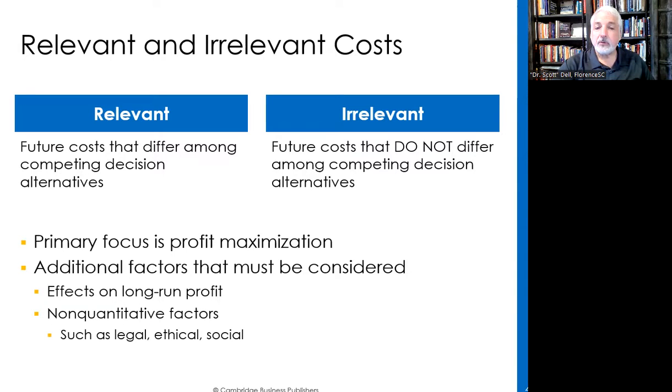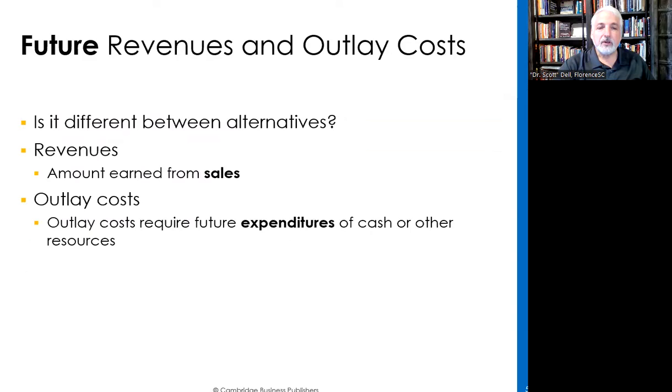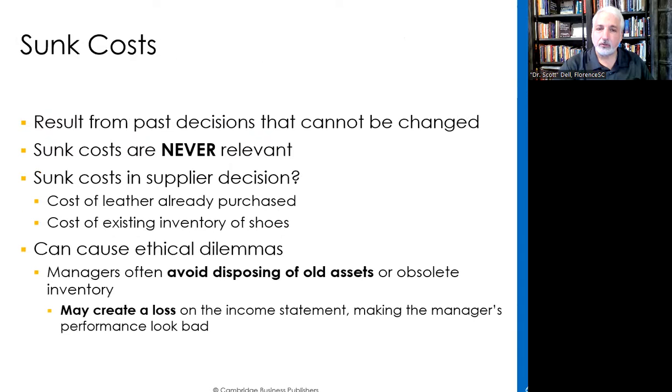So, additional factors, by the way: we're also looking at non-quantitative factors. It's not all about the money all the time, and the effects on long-run profit. We might have some short-term versus long-term considerations we need to look at. So if we go a little deeper, we talk about future revenues and our outlay costs. Our future revenues, we get different amounts of sales that will be generated depending on what we do. We also have different amounts of future expenditures, of checks we need to write, of cash we need to pay for other resources as we go to generate those future revenues.